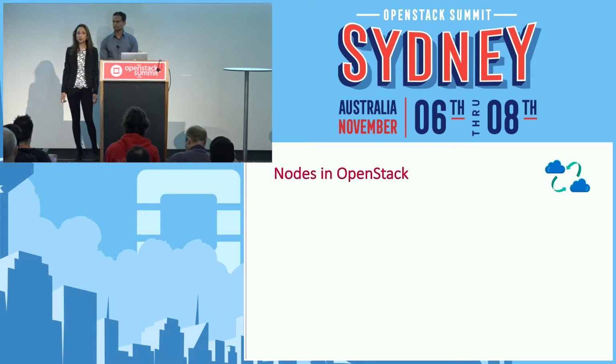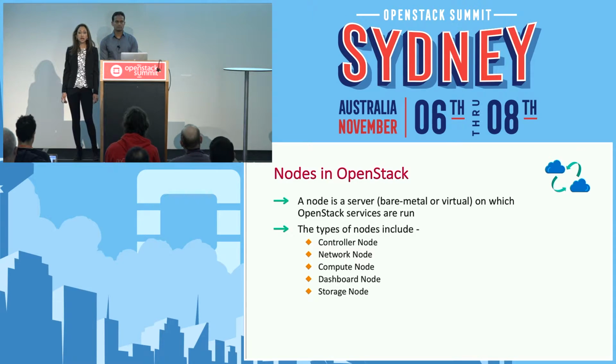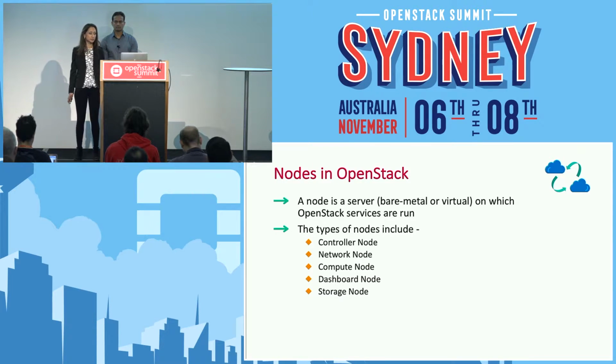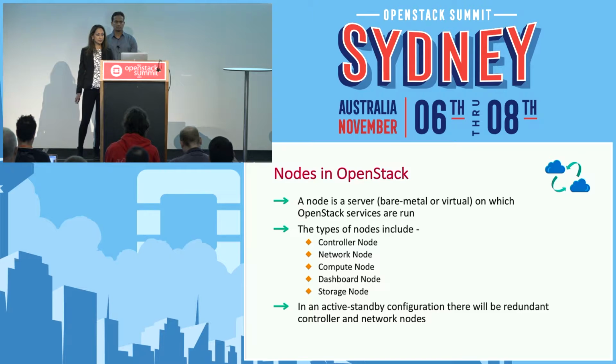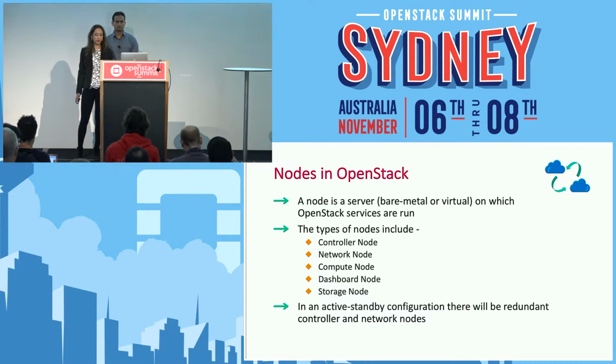So I've been talking about nodes. So what is a node after all? A node is nothing but a server. It can be physical, that is bare metal, or virtual, on which various OpenStack services are run. Some of the types of nodes that are important as far as networking is concerned are the controller node, the network node, and the compute node. You also can have a storage node and a dashboard node. In an active standby configuration, you will have a redundant controller and network nodes.